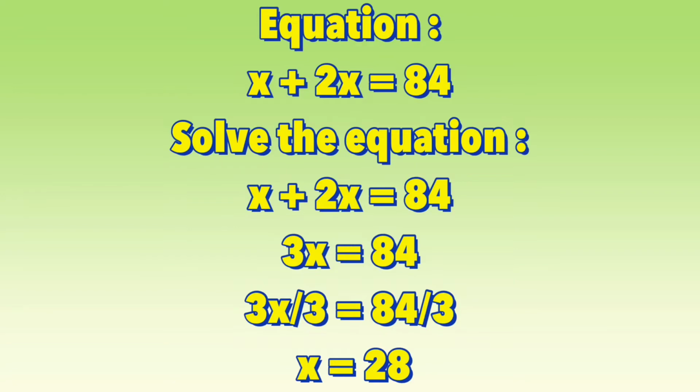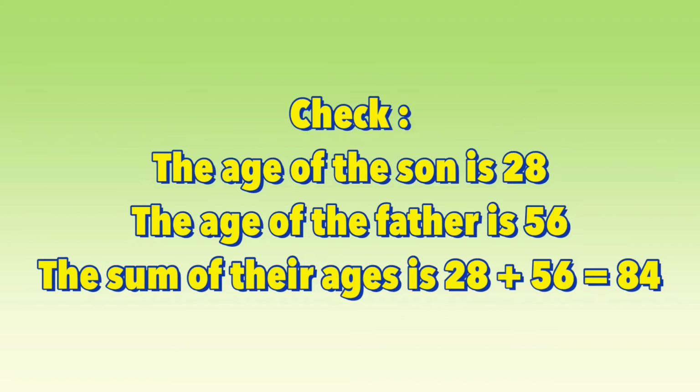So let's check if our answer is correct. The age of the son is 28. The age of the father is twice the age of the son, which is 28 times 2, equals 56. Then the sum of their ages: we add 28 plus 56 equals 84. So in this situation, therefore, our answer is correct.